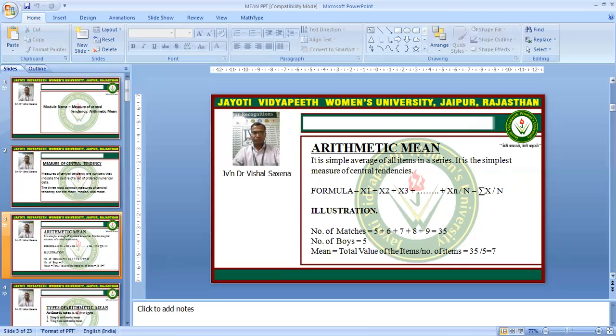Number of matches is equal to 5 plus 6 plus 7 plus 8 plus 9 is equal to 35, and the number of boys is equal to 5. So if we have to find the mean, then the mean can be given by the same formula, that is summation x upon n, which is equal to 35 upon 5, where 35 is the value of the total number of matches, and 5 is the value of number of boys. So this is equal to 35 upon 5, which is equal to 7.